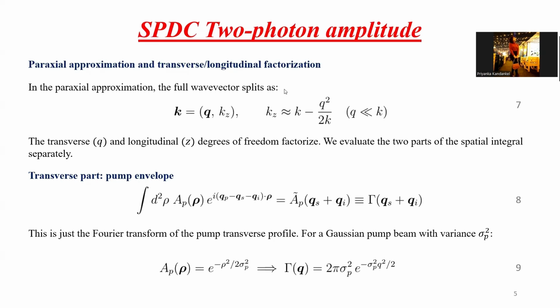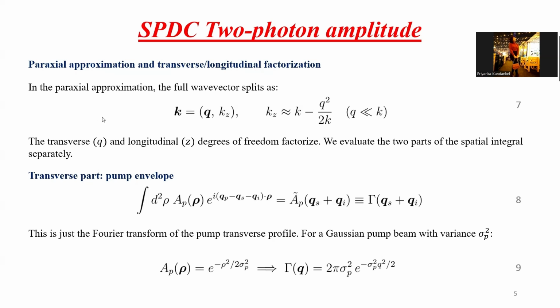Now, we evaluate the two photon amplitude explicitly. To do this, we will use the paraxial approximation. This means that the light beam travels mostly in the forward direction with only small sideways spread. In this limit, the full wave vector splits as k equals q and kz, where kz is given by this. Now the transverse and longitudinal parts of the spatial integral separate, and we can evaluate each one independently.